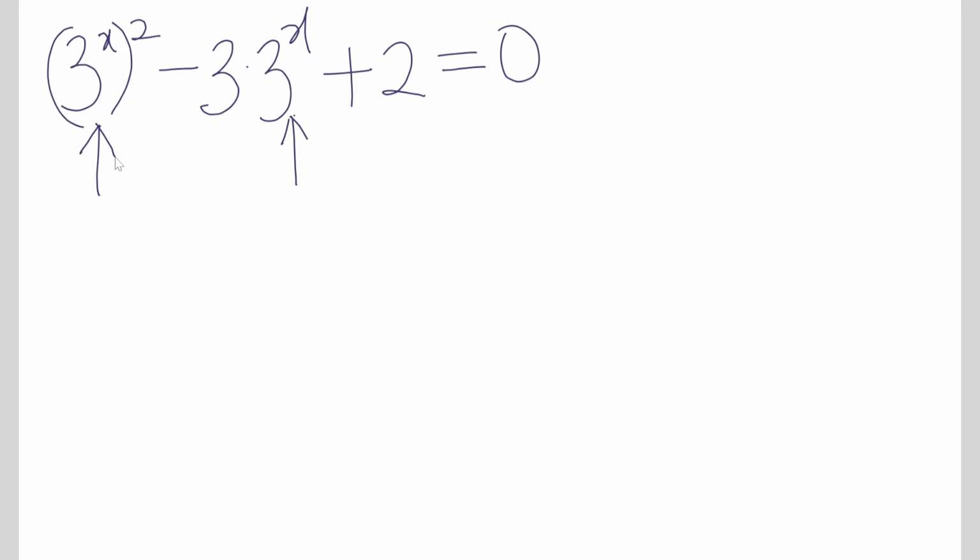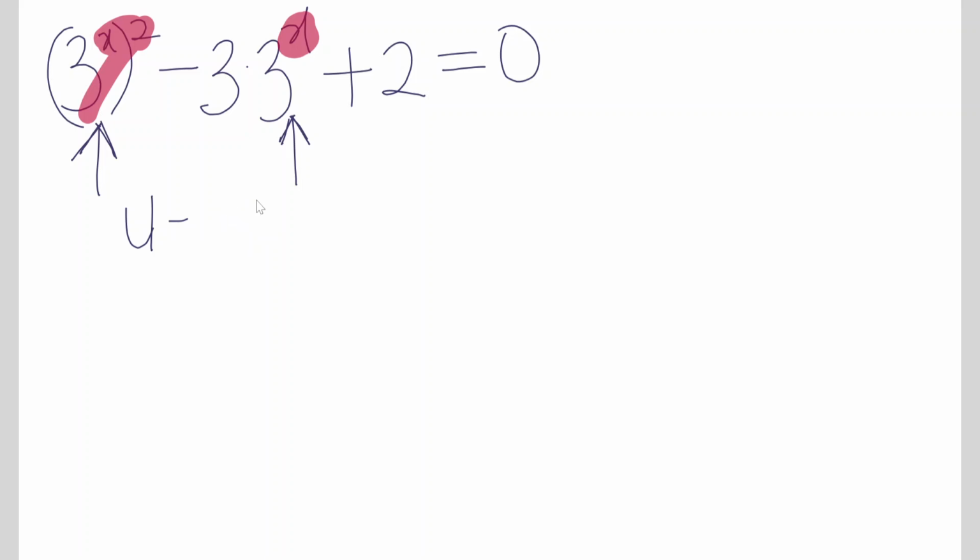The power here and the power here, there is a relationship between them. So the power of this is double the power of this. And anytime we have a situation like this, we can substitute. So substituting, let's say 3 to the power of x equal to u. So u equal to 3 to the power of x, which means 3 to the power of x to the power of 2 would be u raised to the power of 2.